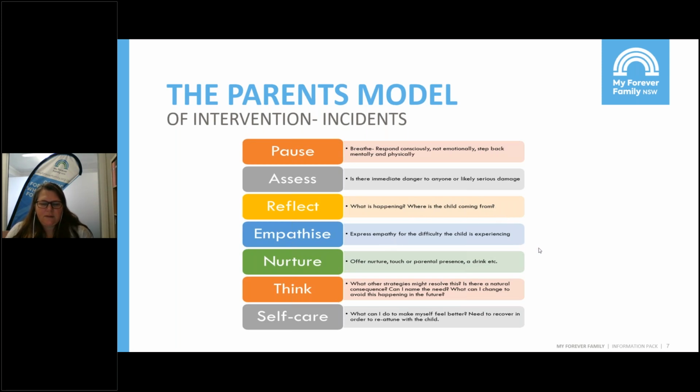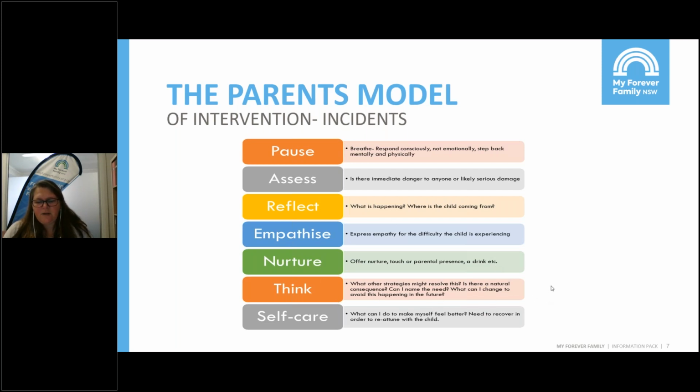And then empathize, expressing empathy for the difficulty that the child is experiencing in that moment. Offer nurture, touch, or just being present, or a drink or something in that space. If a child has broken something, it might have been purposely, it might have been accidentally, but just offering some nurture in that moment, or a drink, to reground and bring them back into their window of tolerance.